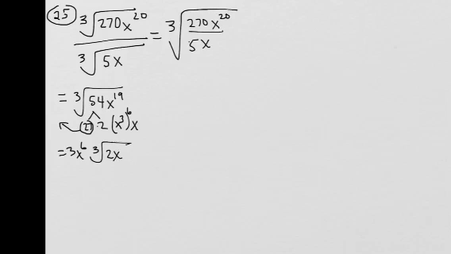Now it's a multiple choice, so let's look for the answer. 3x to the 6th. So that would be letter D.